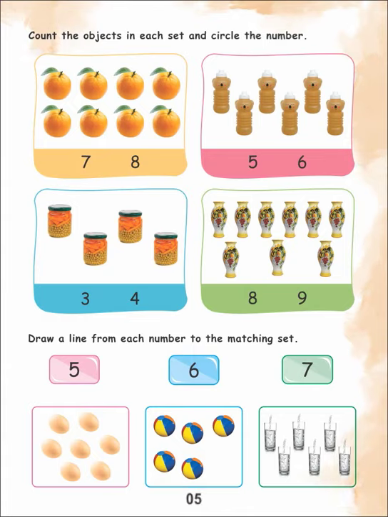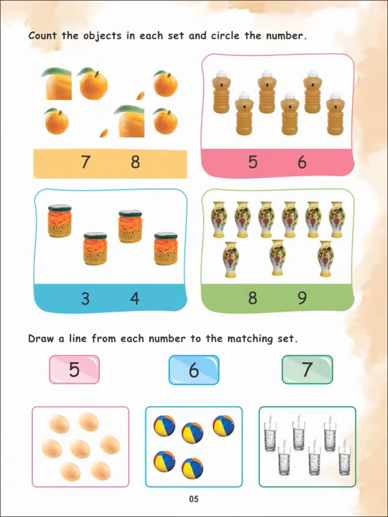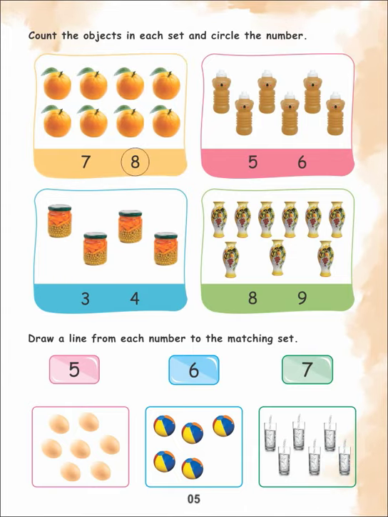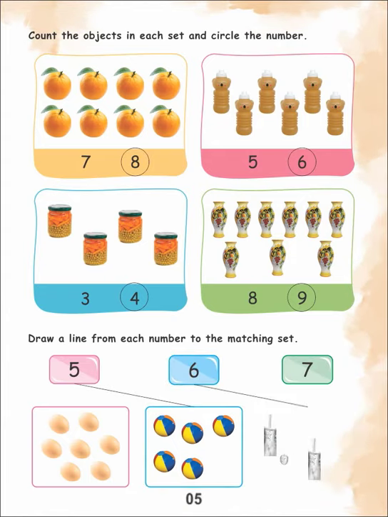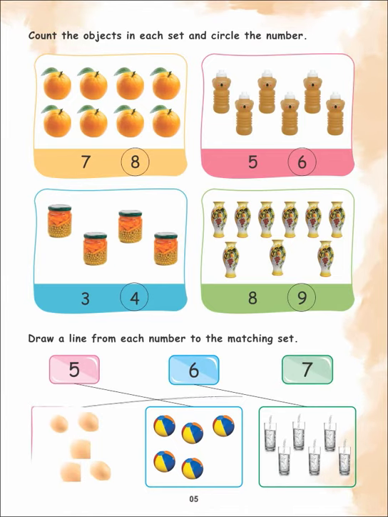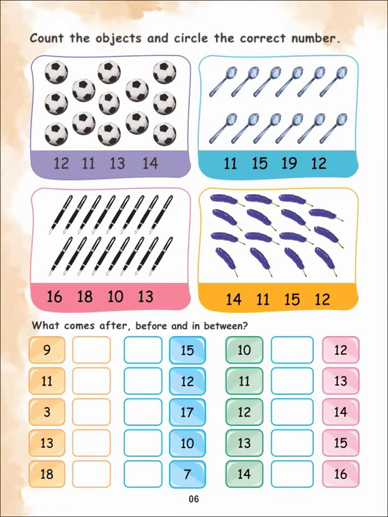Count the objects in each set and circle the number. 8, 6, 4, 9. Draw a line from each number to the matching set. 5, 6, 7. Count the objects and circle the correct number.